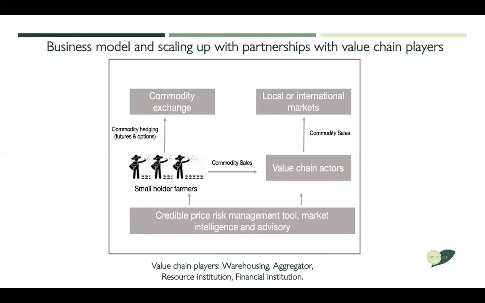We are right now in the piloting phase of the tool and will look for scaling up from monsoon season onwards. Our business model will always be about partnering up with value chain players because we believe price risk management cannot be a standalone product. It goes hand in hand with services such as storage, hand in hand with services such as marketing.